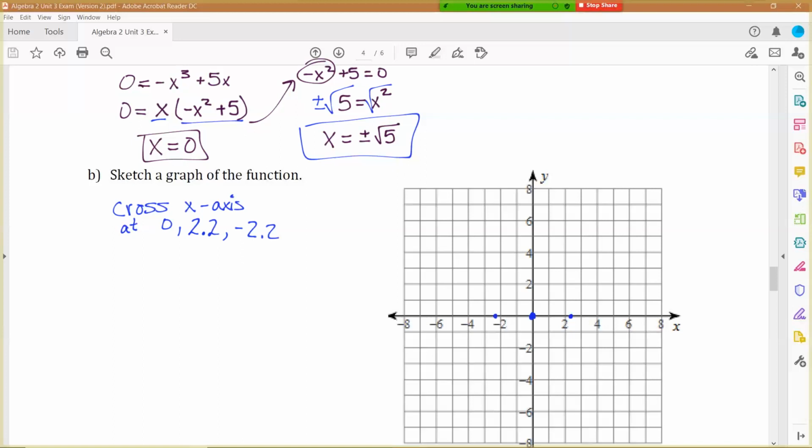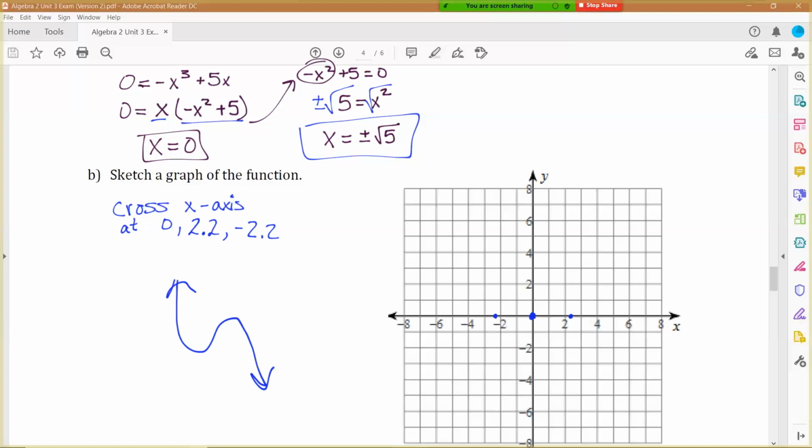Are we okay so far? This is the most important part of your graph. The rest of your graph is just going to be an approximation. So this is a cubic. We started with x cubed. Our graph is going to look something like this. Keep in mind, I'm going to come down through this point. I'm going to turn around, go up through this point, back down through that one.